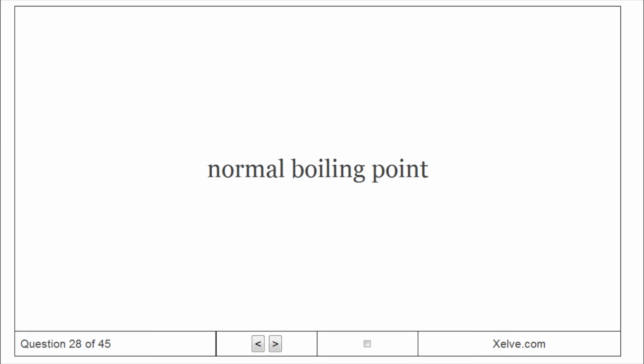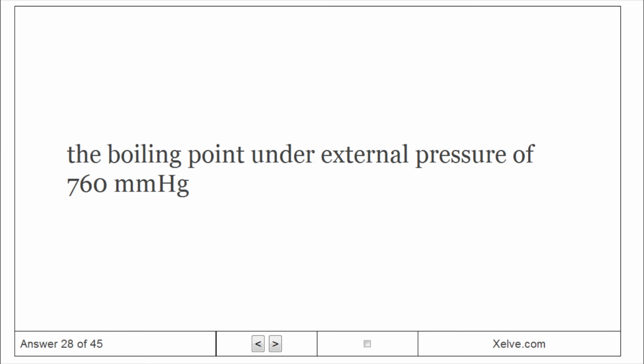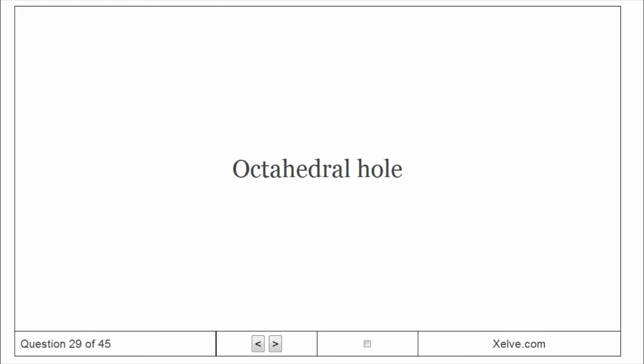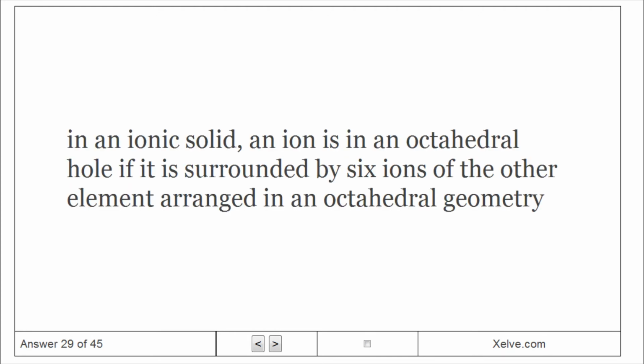Normal boiling point. The boiling point under external pressure of 760 mm of mercury. Octahedral hole. In an ionic solid, an ion is in an octahedral hole if it is surrounded by 6 ions of the other element arranged in an octahedral geometry.